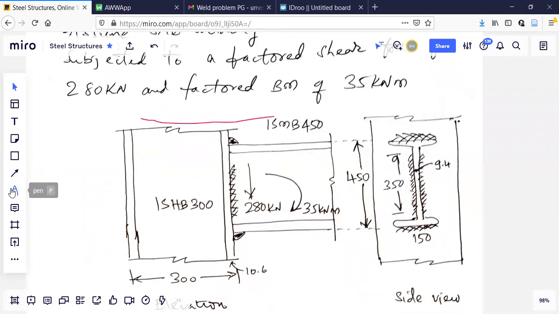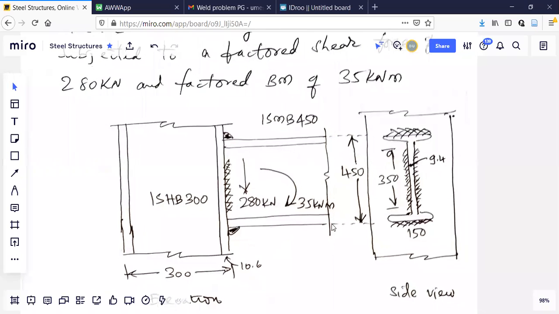So let us try to solve. Now the column is ISHB 300, the beam is ISMB 450. And the moment that the joint has to resist is 35 kN meter. Ultimately, the weld has to resist this moment, and a downward reaction of 280 kN. That much reaction is transferred to the joint from the beam. So again, it has to be resisted by the welds.